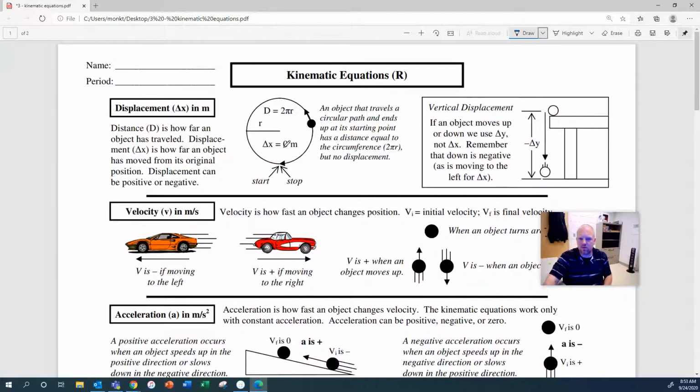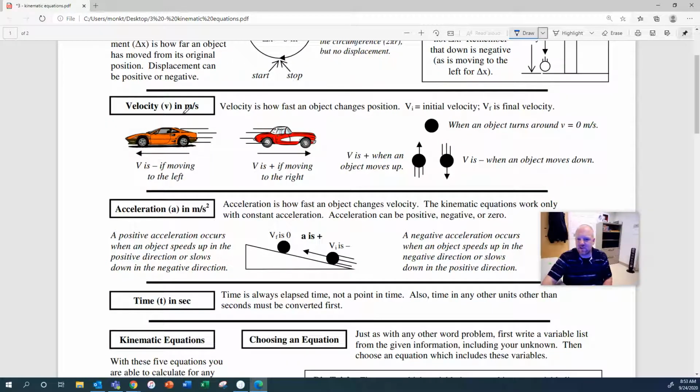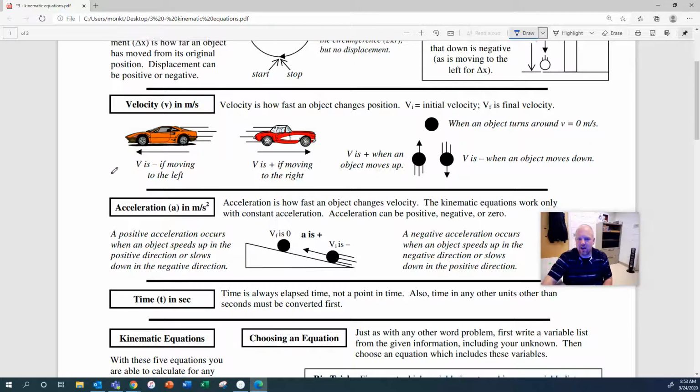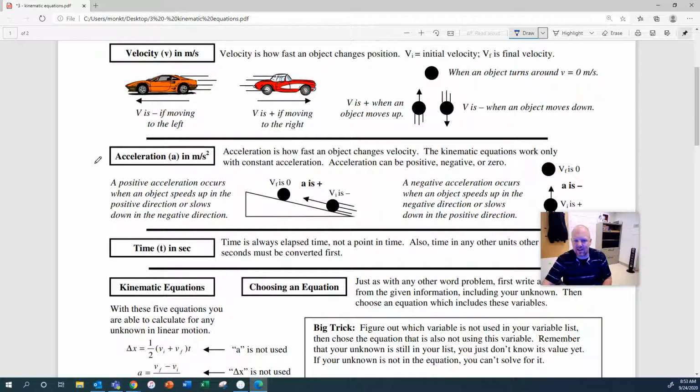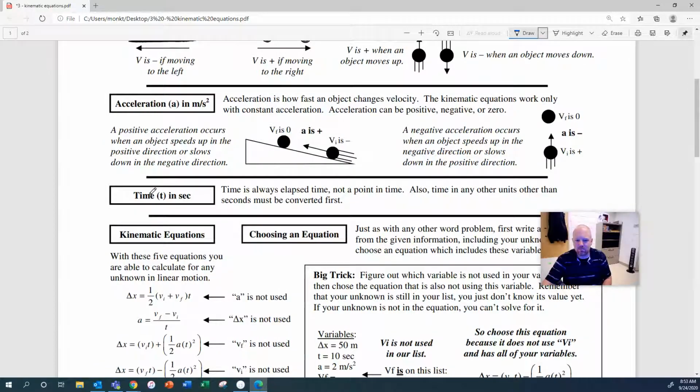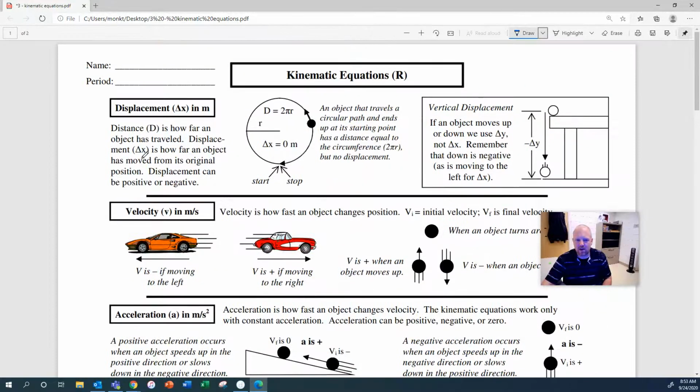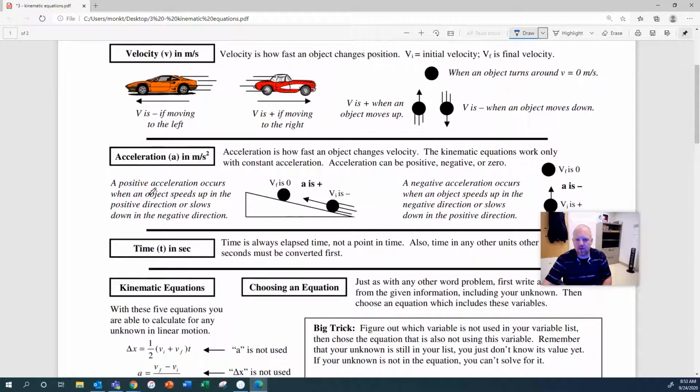First of all, to review, there are 5 different variables that are important here that we're going to go through. The first is displacement. Displacement is a change in position. So how far you end up from where you started. Velocity is measured in meters per second. It's speed with direction. It's a vector. Acceleration is the rate of change in velocity measured in meters per second squared or meters per second per second. Time measured in seconds. And so again, we have 4 different variables.